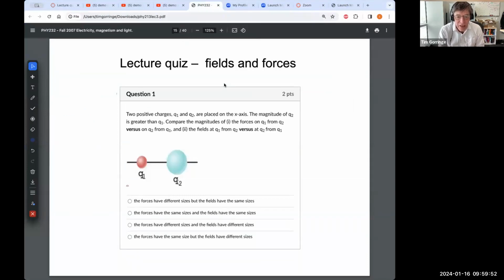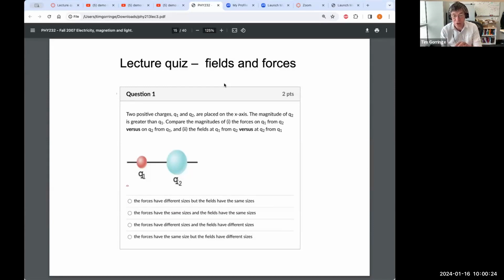This question says we've got two charges, and they're both positive charges. Q1 on the left, Q2 on the right, sitting on the x-axis, the horizontal axis. We're told that the magnitude of Q2, the one on the right, is bigger than Q1. So just think of Q2 as a big charge. You see it's a big sphere. And Q1 is a small charge. We see it's a smaller sphere.